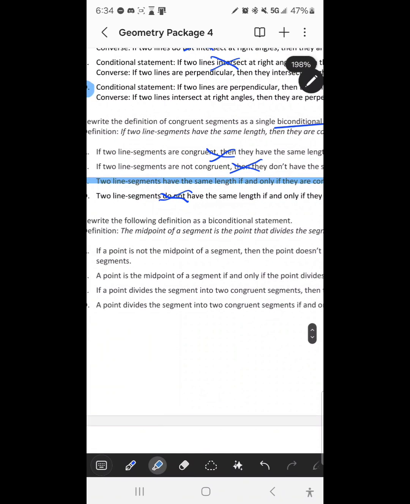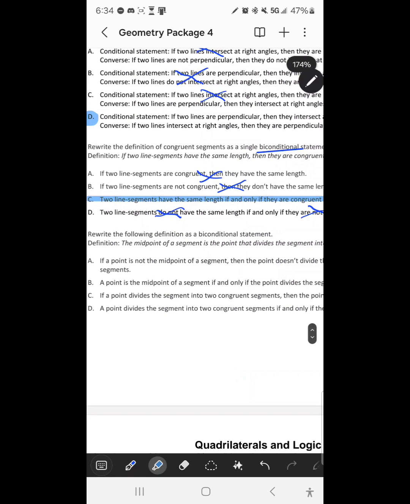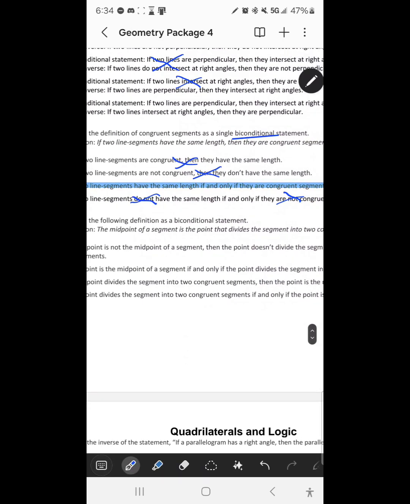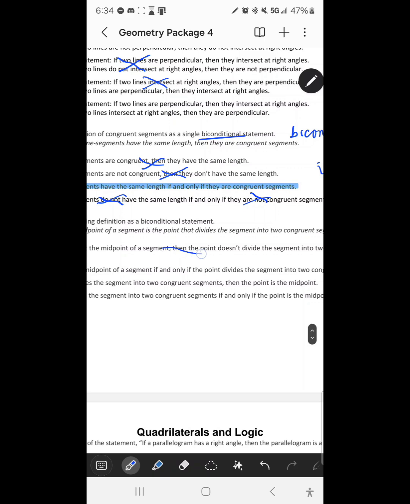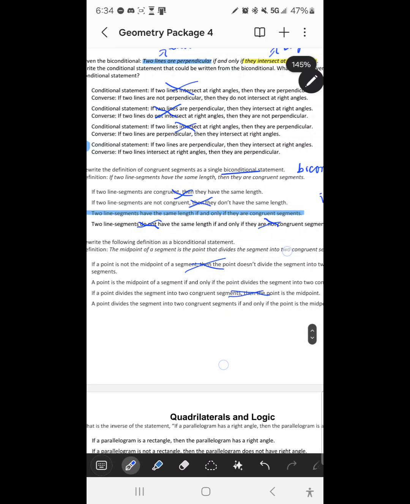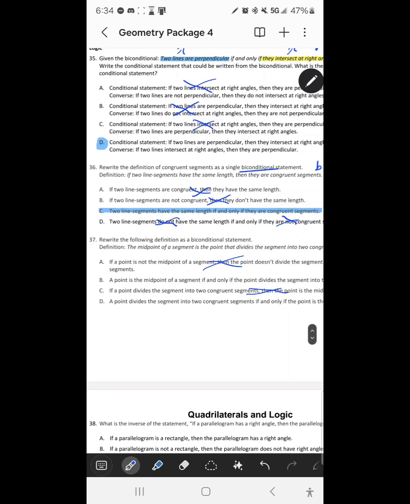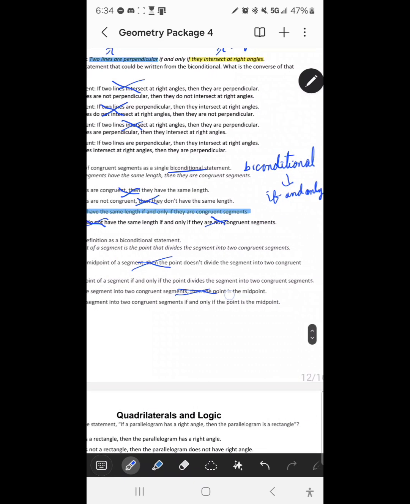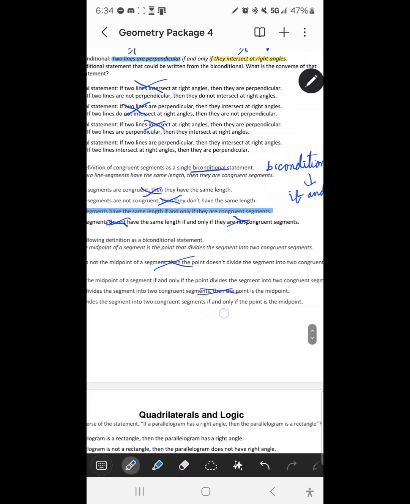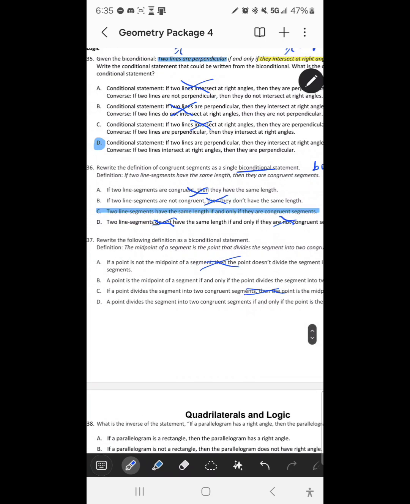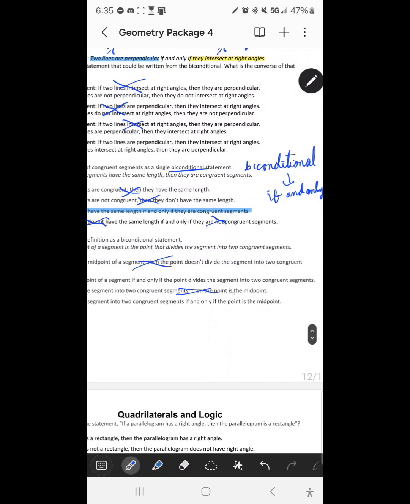Now, 37. Rewrite the following definition as a biconditional statement. So again, we're looking for an if and only if. This does not have an if and only if, and this does not have an if and only if. So now, the point of this is the definition. The midpoint of a segment is the point that divides the segment into two congruent segments. Okay, a point is the midpoint of a segment if and only if the point divides the segment into two congruent segments. Okay, I like that.